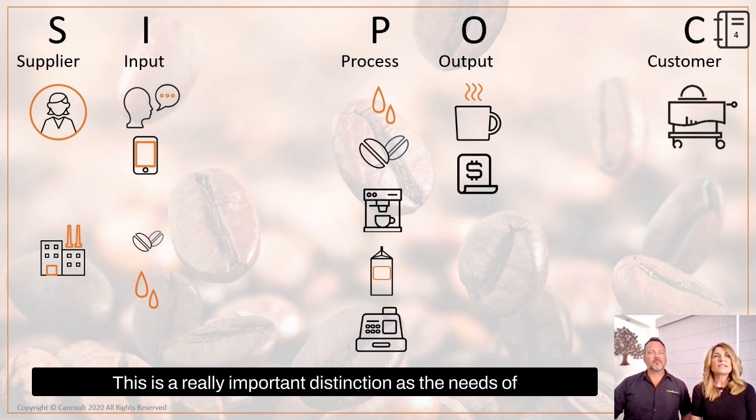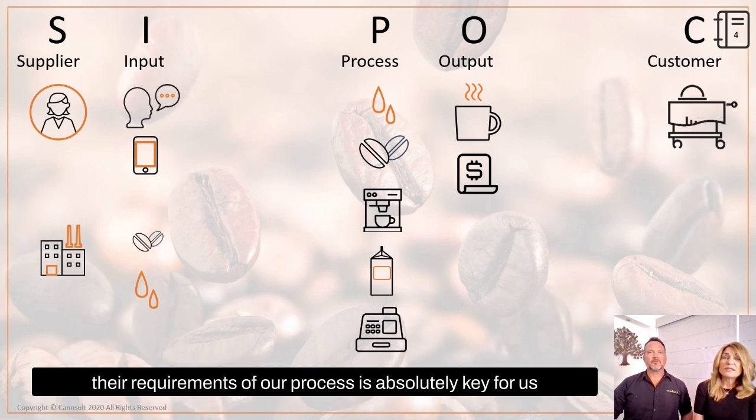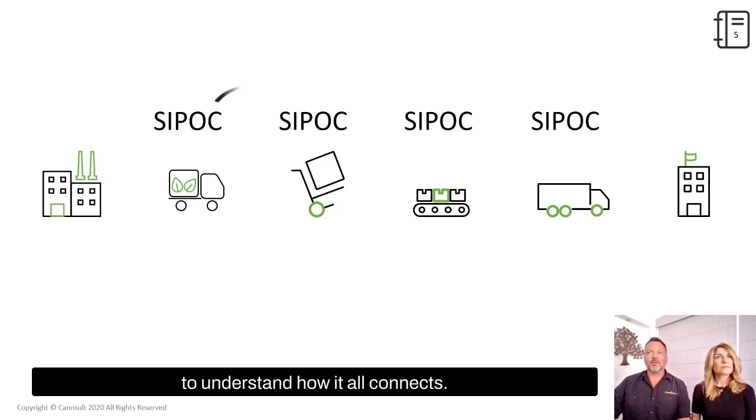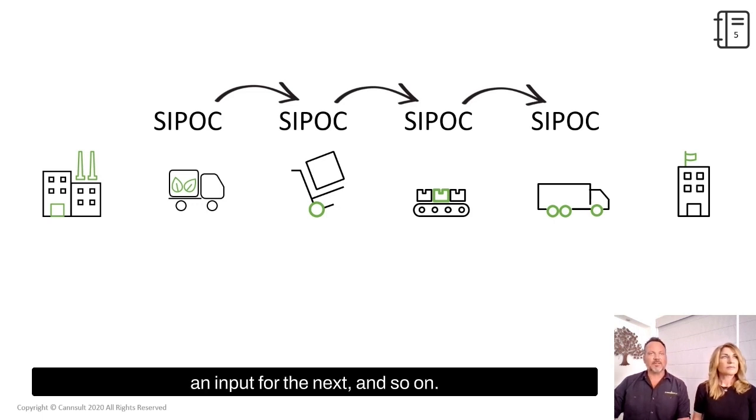This is a really important distinction as the needs of each customer may differ, and understanding what our customers need, their requirements of our process, is absolutely key for us to understand how to continue to improve. When we are dealing with a large or complex process, many times it will require multiple SIPOCs to understand how it all connects. In fact, SIPOCs can be linked together so that the output and customer of one process is the supplier and input for the next, and so on.